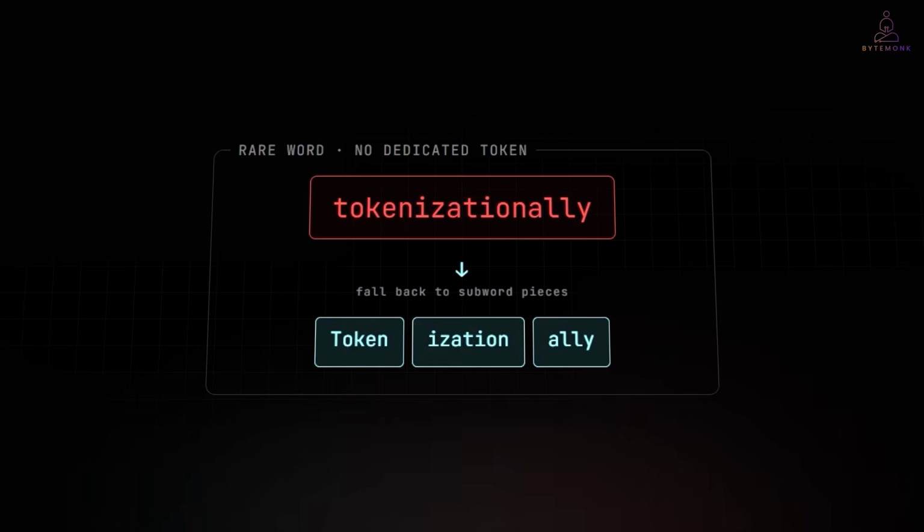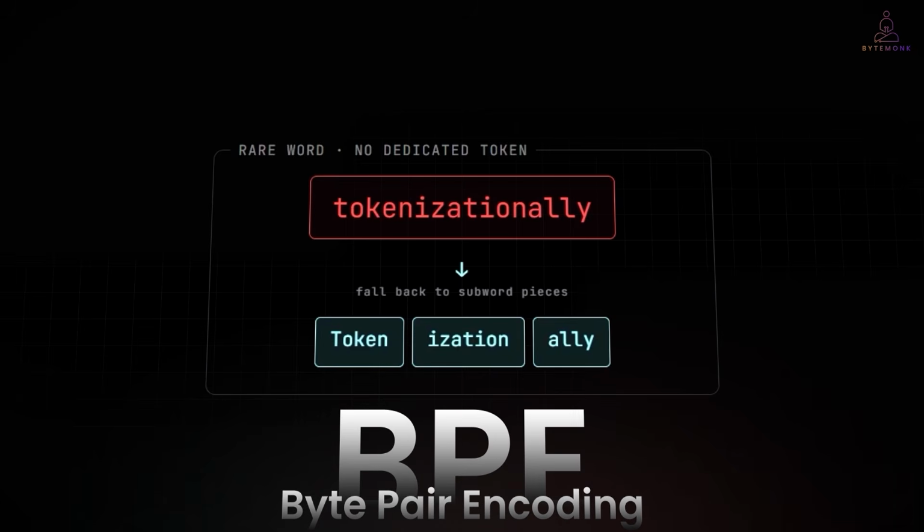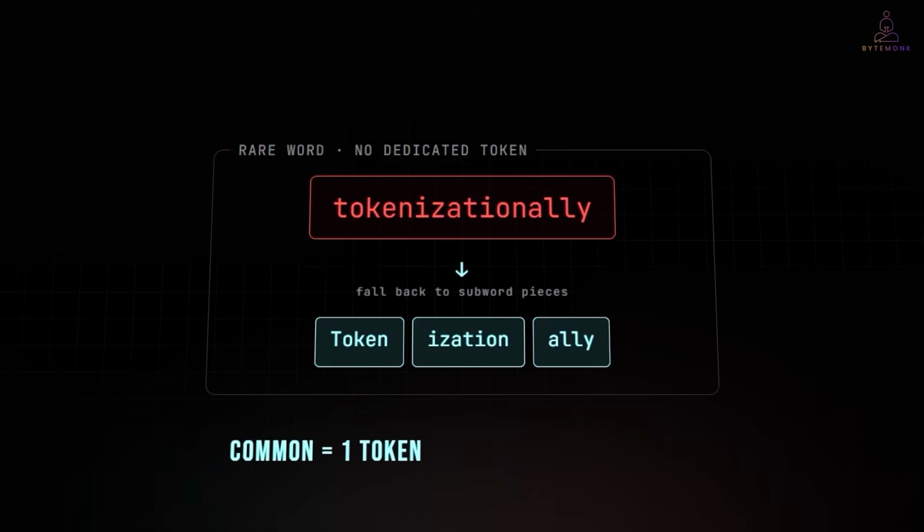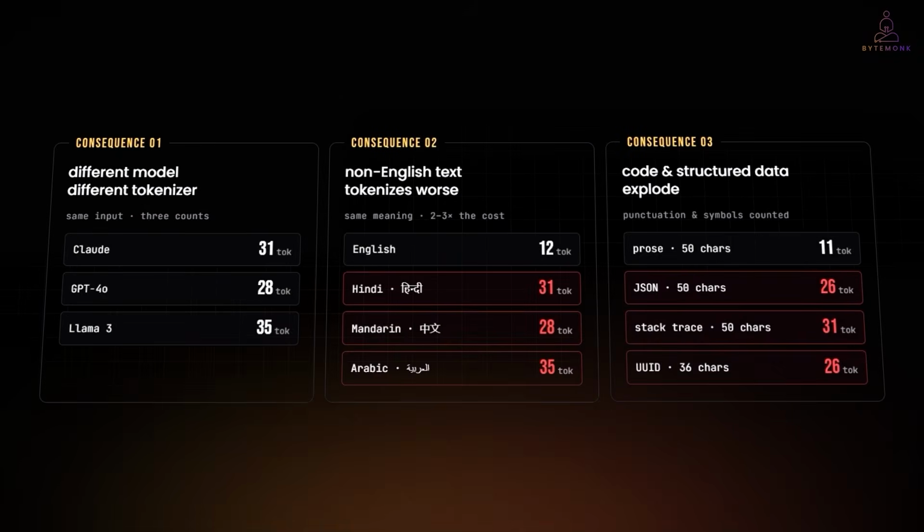And the technical name for this is byte pair encoding, or BPE. You don't need to remember the name BPE, but just remember the rule. Common patterns are cheap, rare patterns are expensive, and the tokenizer decides what counts as common based on what it was trained on, which is mostly English text from the internet. Now, this has real consequences for how you build. So 3 things I want you to remember.